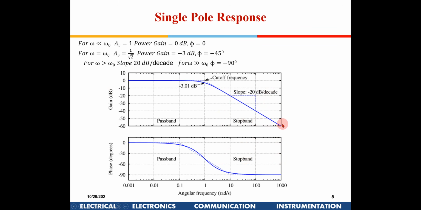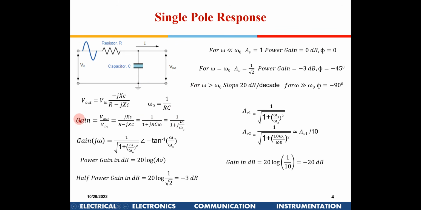Sir, that x-axis is omega, right? Yes, x-axis is omega. The y-axis is gain and this is phase. I think Momin, you are speaking something. I am not able to hear you. Voltage gain here. Yeah, this voltage gain is from these equations, right? The voltage magnitude is this.